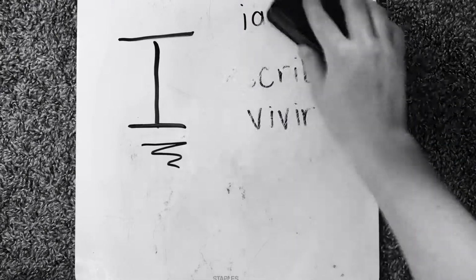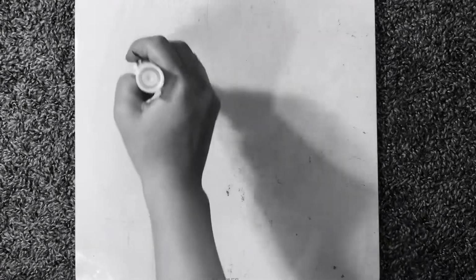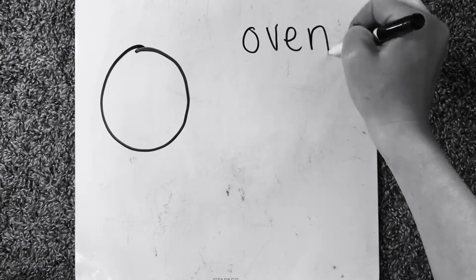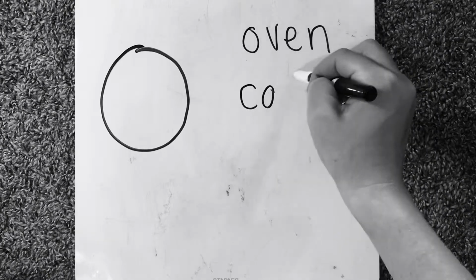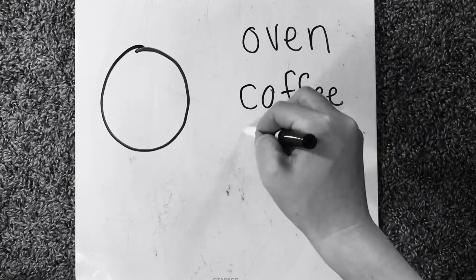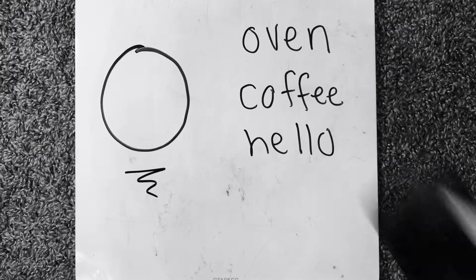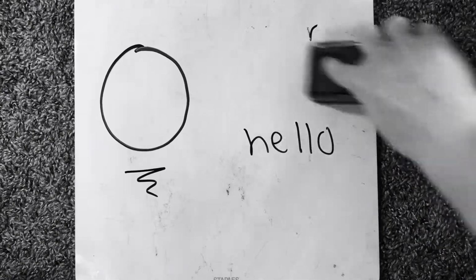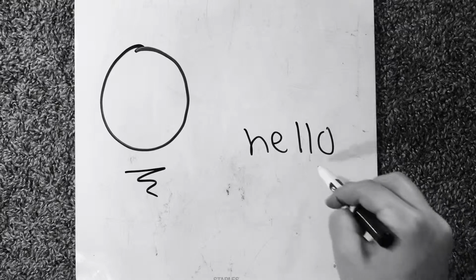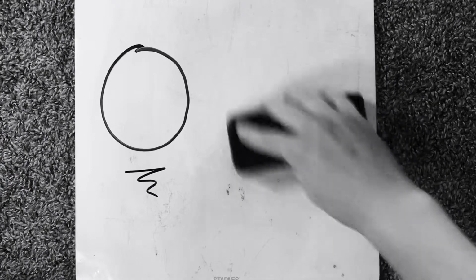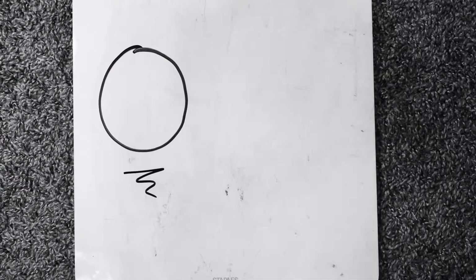Now, let's continue with the English O. In English, this vowel can be pronounced in many different ways, like O in oven, like A in coffee, or like O in hello. However, in Spanish, O is pronounced the same way every time. In Spanish, O is pronounced like the way we pronounce the O in hello. O, O, O. Here are some examples of Spanish words that demonstrate this pronunciation of the letter O.